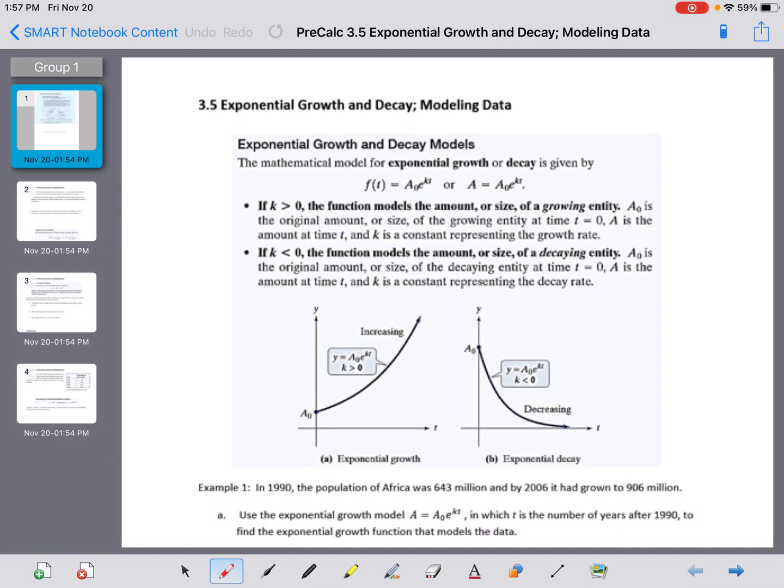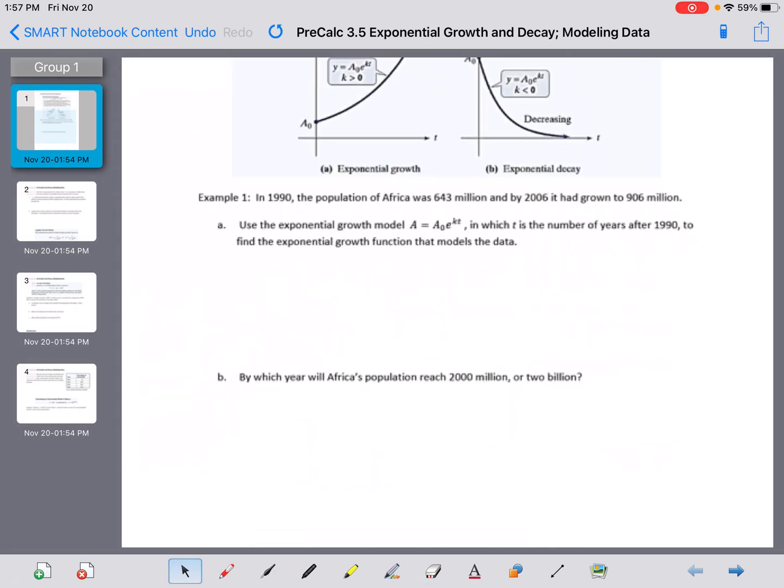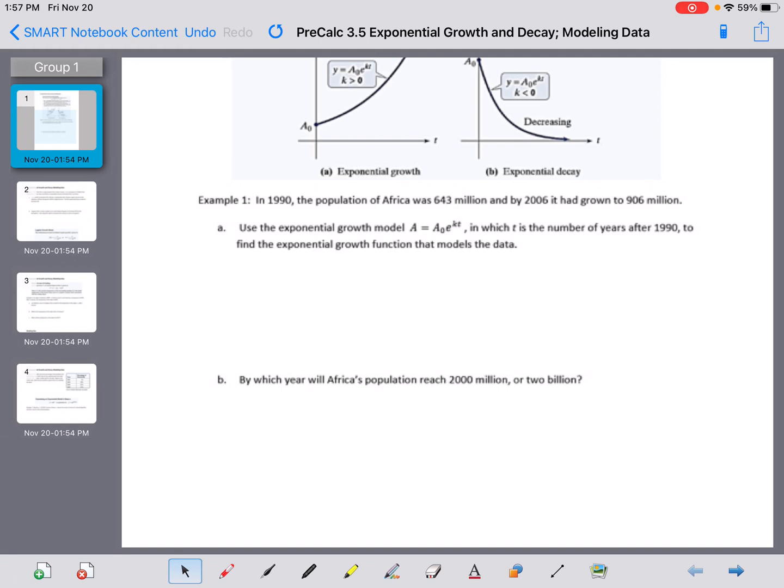Okay, so here's what you have here. If your K, again, is larger than 0, you're going to see that increase. If your K is smaller than 0, you're going to see that decay or that decrease, okay? Let me move my page. Okay, so our first example, 1 here.